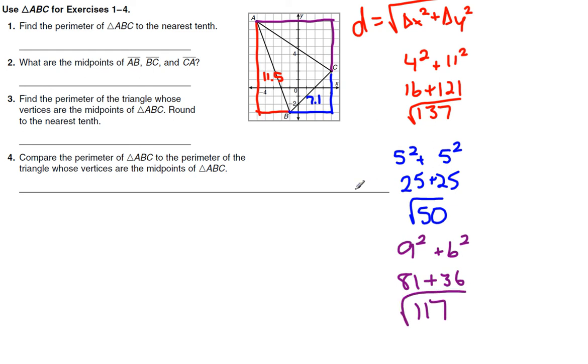So the square root of that will be a little bit more than 10. A little less than 11. So you can say it's about 10.9. Alright, so we add up our sides. 10.9 and 7.1. That's 18. 18 plus 11.5 is 29.5. And that's approximate. If you use a calculator, you can get some closer numbers than that.